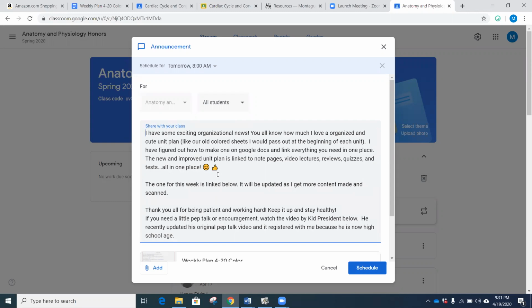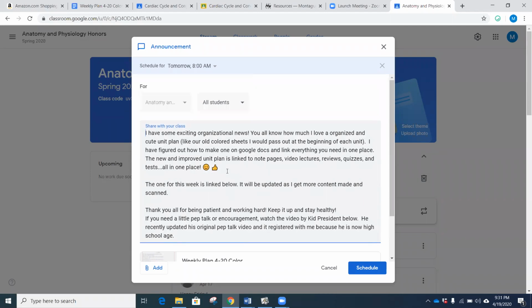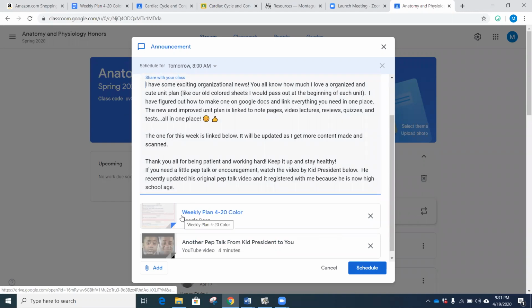But anyway, this is on our stream on the Google Classroom, and it has a link to a weekly plan. And this will be a trial run. We'll figure out if it's going to work and if we like it. But I think it fits better with what we have done in the classroom prior to being out. And it looks a lot like the unit plans that I already passed out.